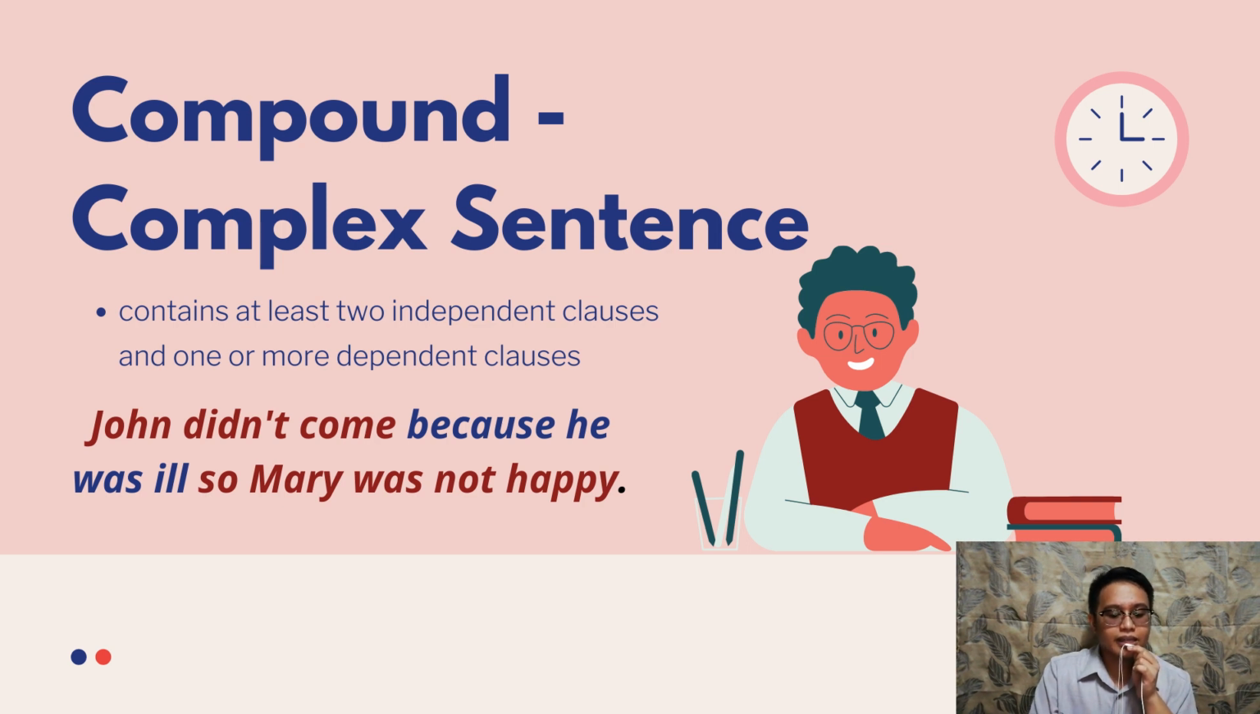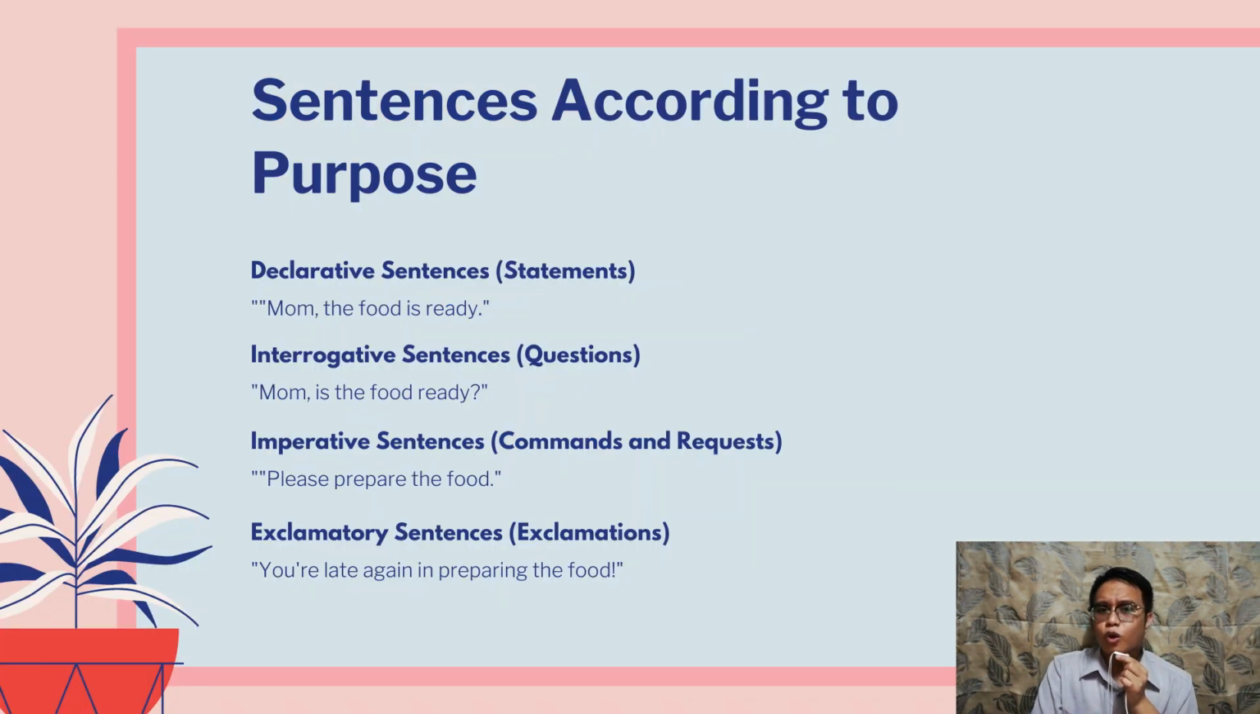Okay? Lastly, we have our sentences according to purpose, and we will just run through this. This is just a review. You know this one. Okay? So we have 4 kinds of sentences. We have the statements, the questions, the commands and requests, and the exclamations. If you want to be more formal, these are the names: declarative sentence, interrogative sentence, imperative sentence, and exclamatory sentence. A declarative sentence, of course, is a statement. Okay? It states a fact or it tells feelings.